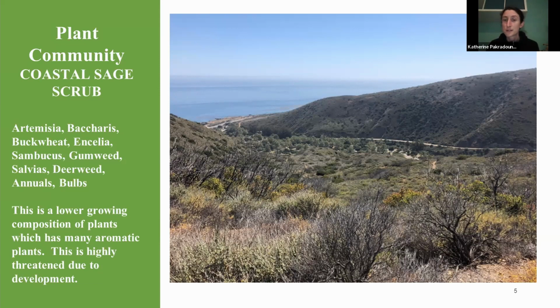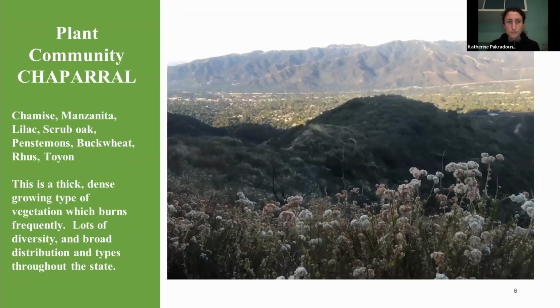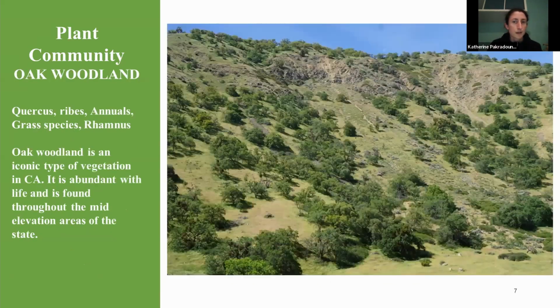So coastal sage scrub, here's an example of it, a picture of what I was discussing. And then the chaparral. Like I said, buckwheat, toyon, chamise. Go hiking in Griffith Park, go hiking in certain areas like Eaton Canyon and such. You're going to encounter this kind of vegetation.